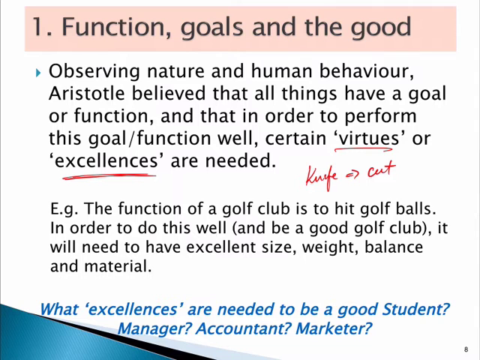And then you can say, well, what are the attributes of a good knife? Well, if a good knife is meant to cut, then a knife will be sharp, a knife will be strong, a knife will fit well in the hand, etc. So we can talk about excellences or virtues. And the example we have written here is a golf club, right? A golf club is there to hit golf balls. If it's going to do that well, it's got a good size, weight, balance, and material.